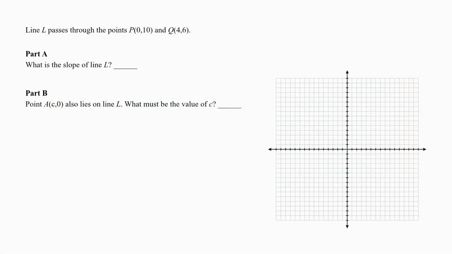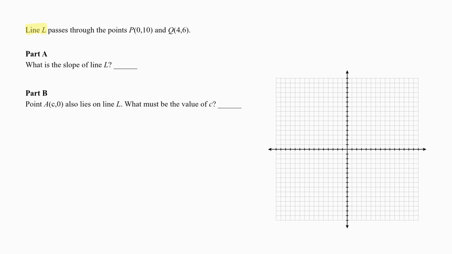Let's take a look at this question together. We have a line named L that goes through 2 specific points, and we need to find its slope and a missing x-coordinate. Part A. The slope is simply how much the line goes up or down for every step it takes. We often call this rise, which is the y-axis, over run, which is the x-axis.